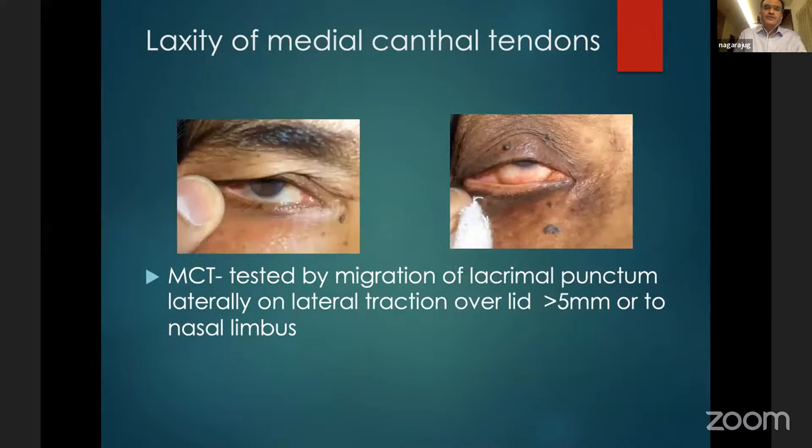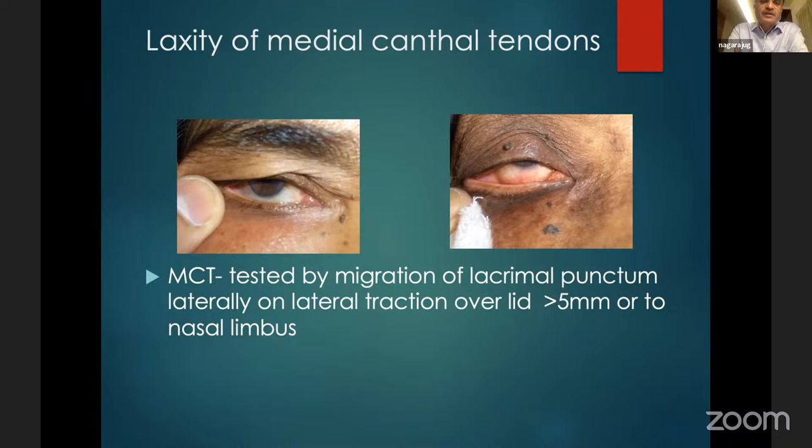Okay, so next, once you see the presence of the lid crease and everything properly, you have to try to identify whether the patient has got a horizontal lid laxity, or whether there is a lid laxity confined only to the medial side or the lateral side.